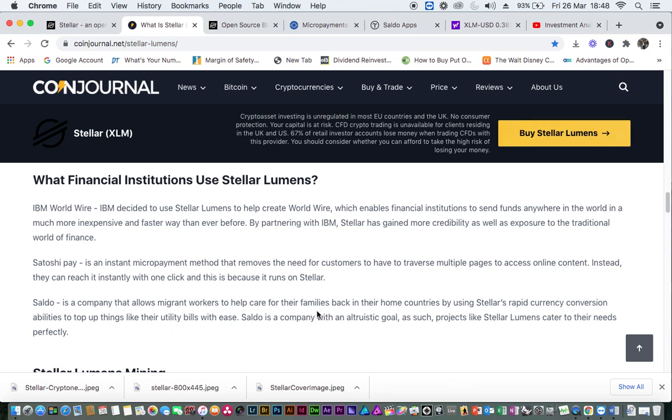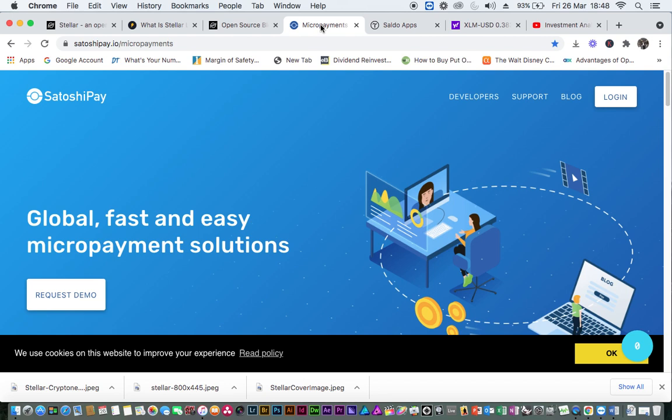Then we have SatoshiPay. It is an instant micropayment method that removes the need for customers to traverse multiple pages to access online content. Instead, they reach it instantly with one click, and this is because it runs on Stellar.